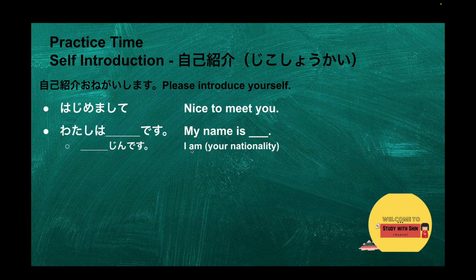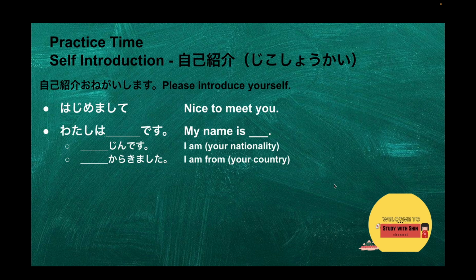And then you can say your nationality, which will be your country plus jin. For example, if you're American, アメリカ人です. Here you don't have to repeat 私は every single time because you already said your name, so the other person knows that you're talking about yourself. So you can just simply say アメリカ人です.